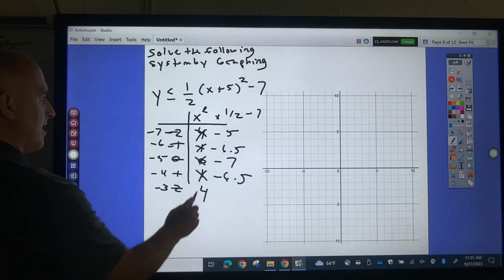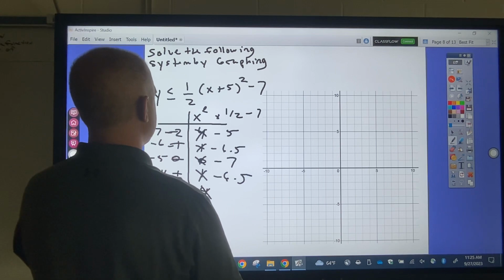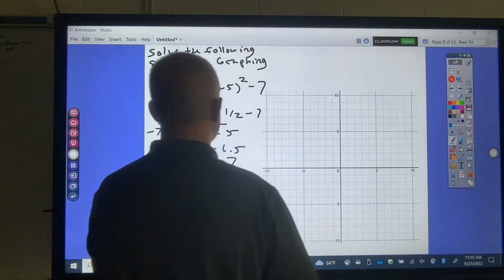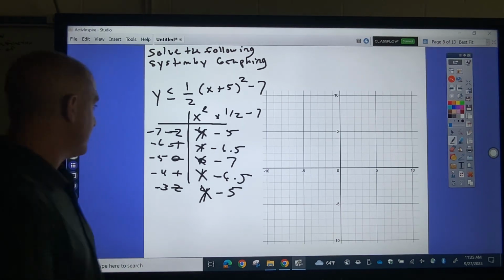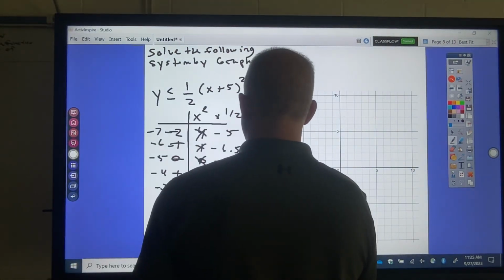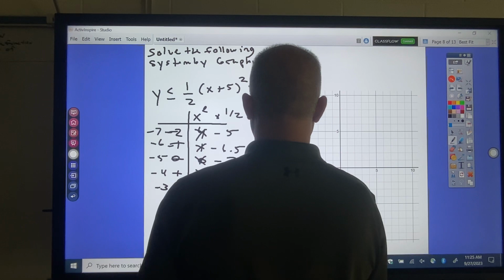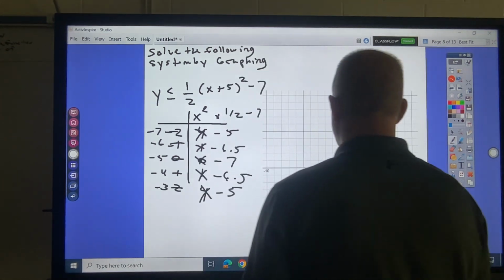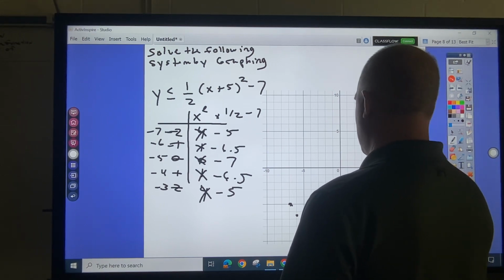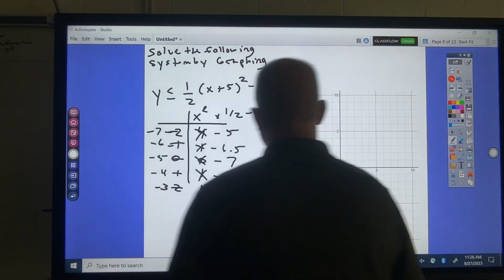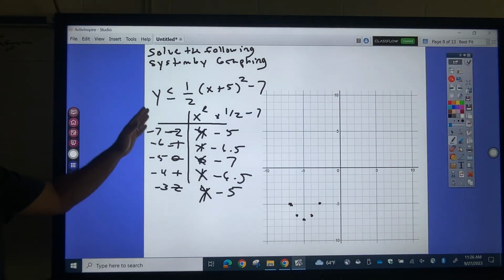Okay, and that would be, wait, hold on. Yeah, 2, negative 5. Okay. All right. So I got negative 7 over, negative 5 down, negative 6 over, negative 6.5 down, negative 5 over, negative 7 down. Okay. Negative 3 over, negative 5 down. Here's what my graph looks like. Okay. Now, here's the difference.